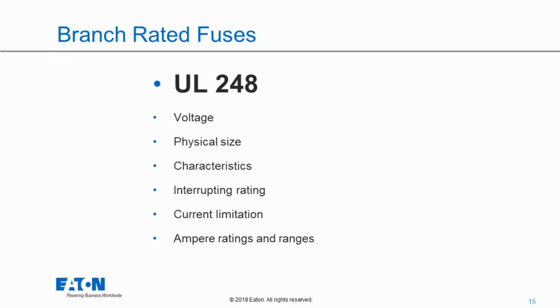So what is a branch-rated fuse? Under UL 248, there are certain guidelines, and not necessarily on all of them for sure. But just to give you a general idea of what we're looking at when we're designing a fuse, and what you want to look at when you're looking at your fuse, quite frankly. So under UL 248, we need to know what the voltage is, what it's capable of handling, the physical size, what are the characteristics, what's the interrupting rating, is it a current limiting fuse, and obviously, what are those amperage ratings and ranges. So those are some of the things that are guided under UL 248.